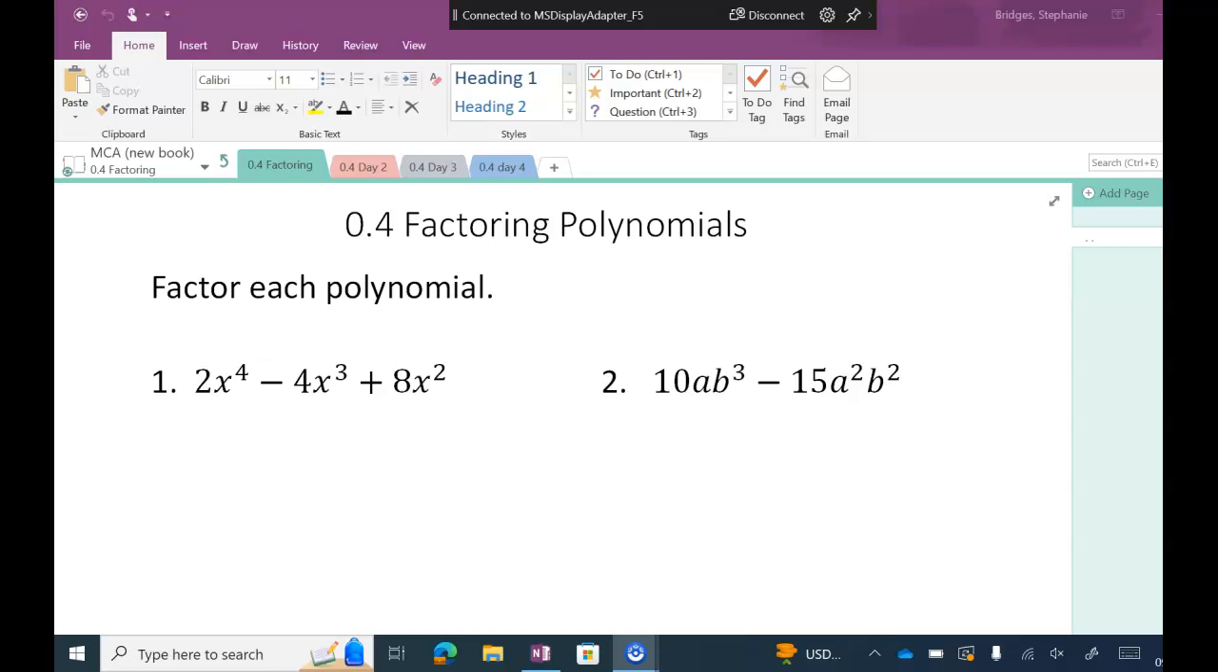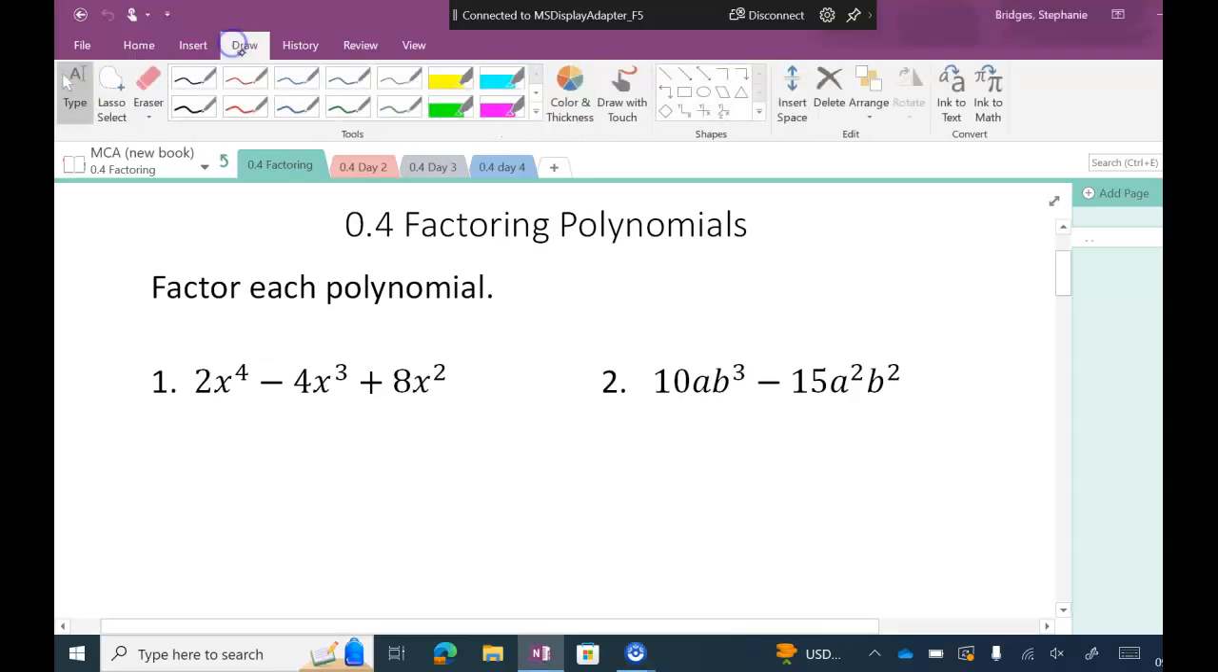So for example, if we start with number 1, I've got 2x to the 4th minus 4x to the 3rd plus 8x squared. So I want to look for what they have in common, if anything. So start with your numbers, 2, 4, and 8. What do they have in common? A 2. Okay, so we're going to go with the biggest thing we can get, but what they all are actually divisible by. So we can pull out a 2, and then I have x to the 4th, I have x to the 3rd, and I have an x squared. So what do they have in common? X squared. So I'm going to be able to pull out a 2x squared.